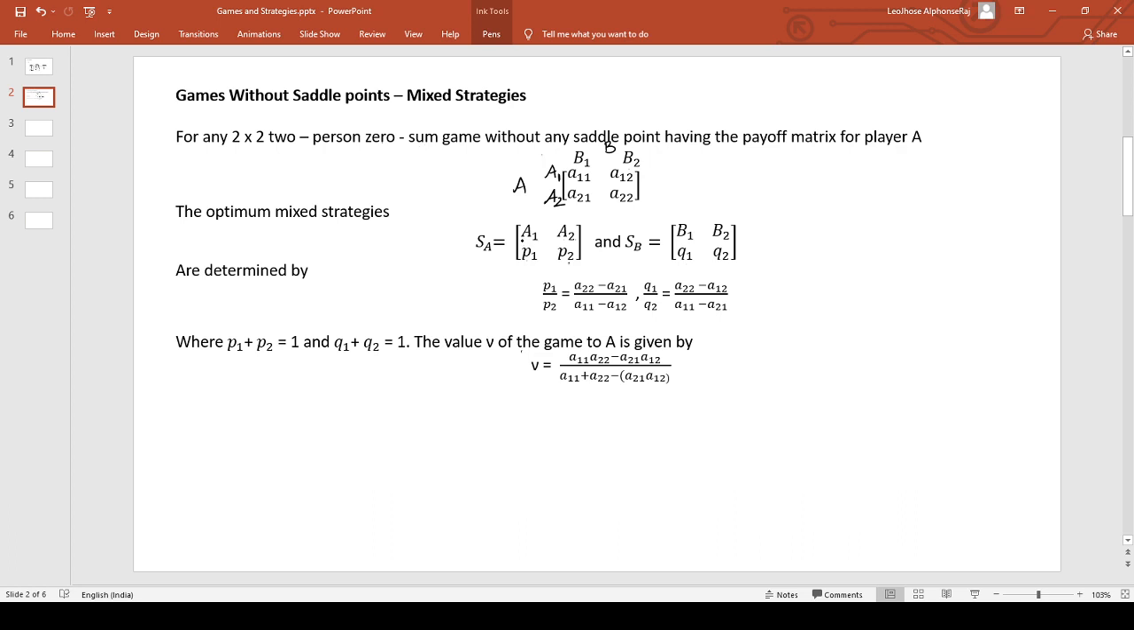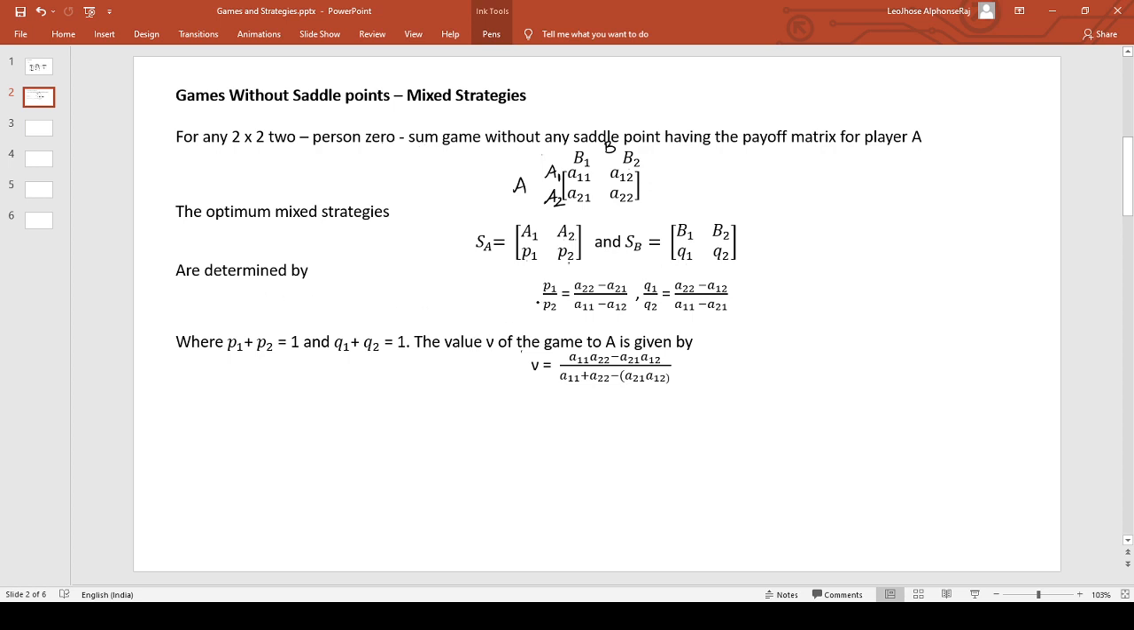It means that if A is going to use the A1 strategy, the chance of winning is given by the probability P1, and if he is going to use the A2 strategy, the probability of winning is going to be P2. Because they are going to mix the strategies, we are going to find the answer using probabilities. Similarly, for player B, SB is given by B1, B2, Q1, Q2, which means if player B is going to use the B1 strategy, his chance of losing would be given by the probability Q1, and if he is going to use the B2 strategy, the probability is going to be Q2.